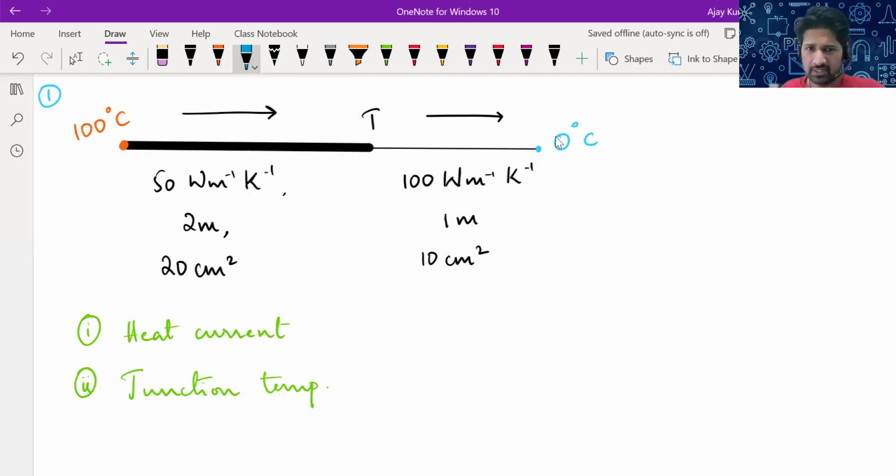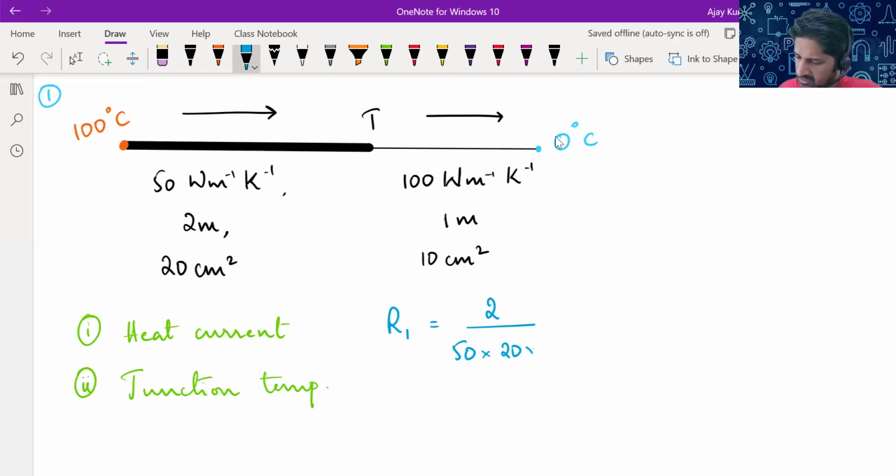So we are going to treat them as thermal resistors. The formula for thermal resistance is L by Ka. In whichever part the conductivity and area of cross section are uniform, for that part you can use L by Ka. If K value changes, then you can't use L by Ka for the entire system. So first part, its length is 2 meters, L, divided by conductivity is 50 and area of cross section is 20 centimeters square.